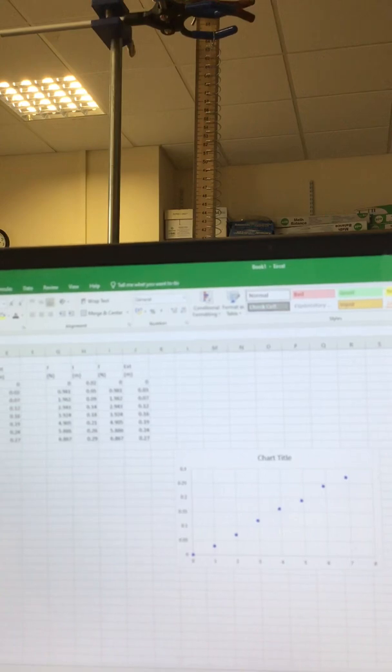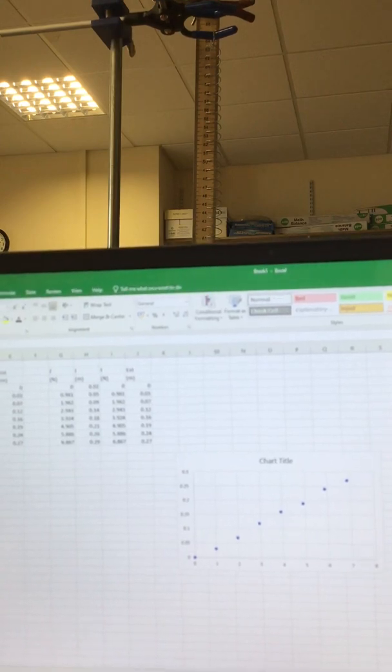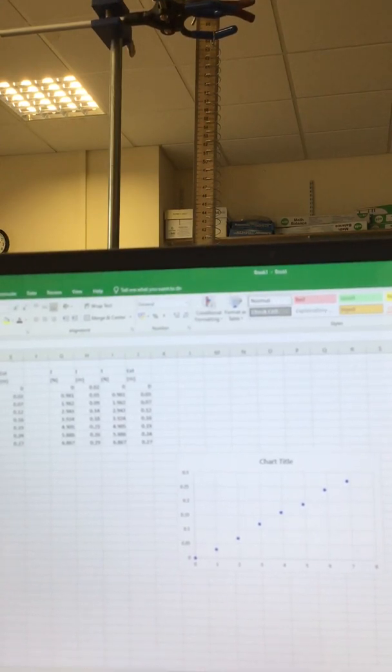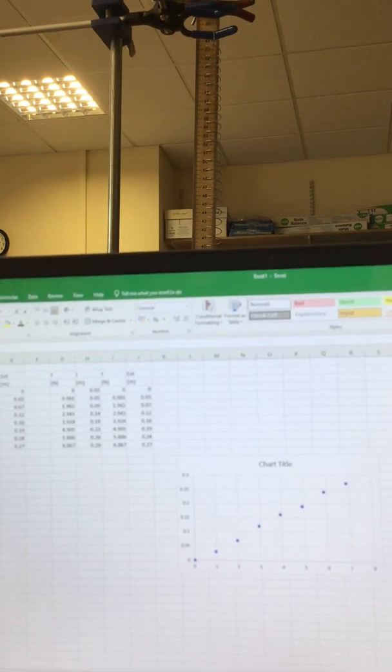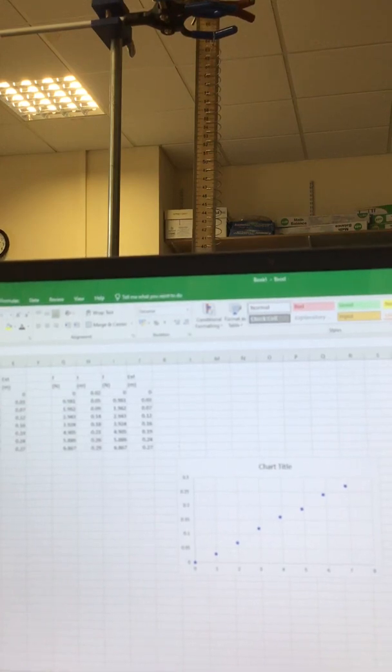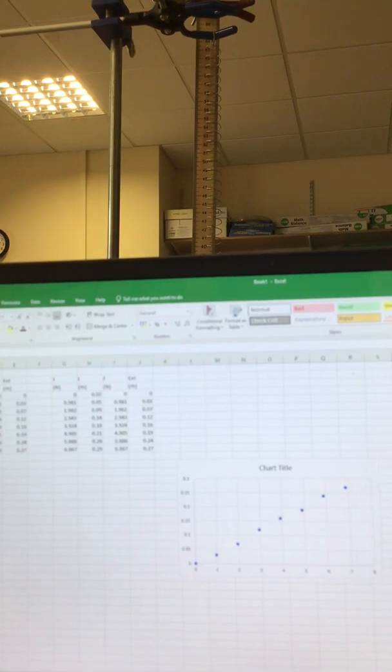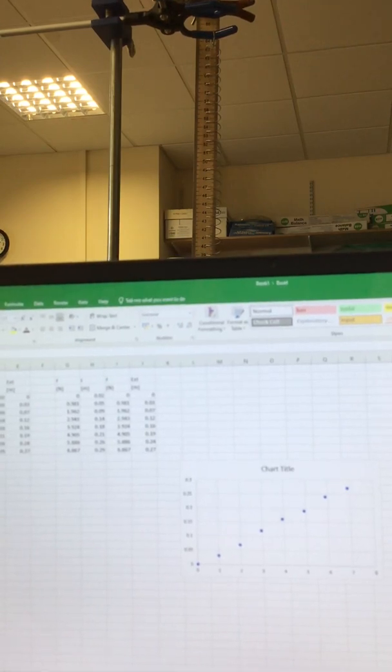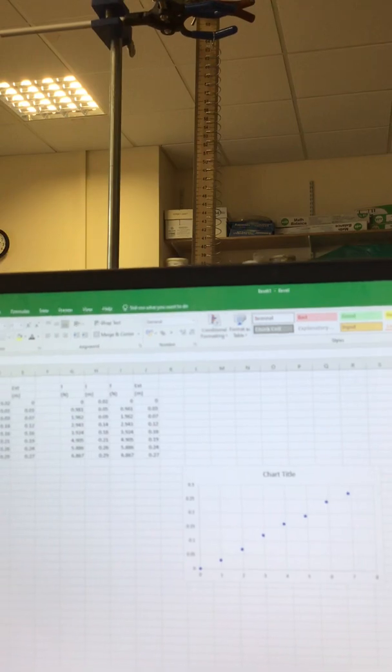I've got force as the x and extension as the y. If I reverse those two, which is not traditional to have the independent variable up the side, then I can use the gradient as the spring constant. As it stands, I would have to do 1 divided by the gradient to find the spring constant. So that's one approach.